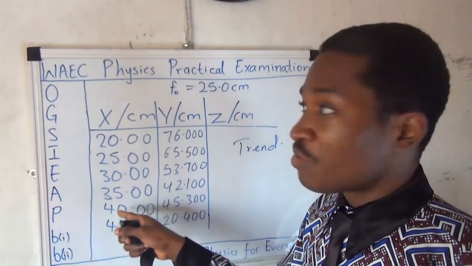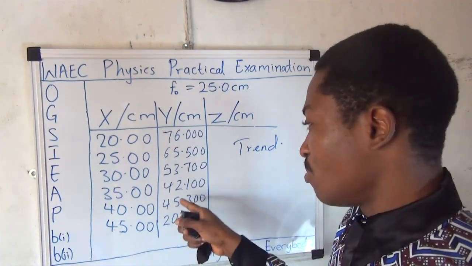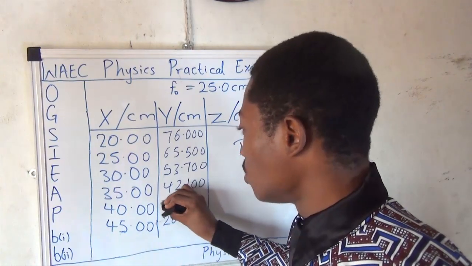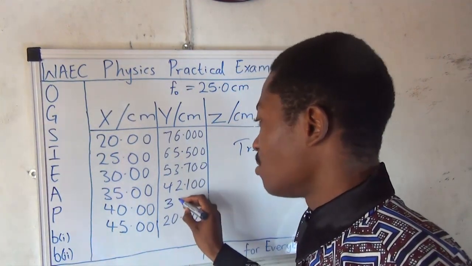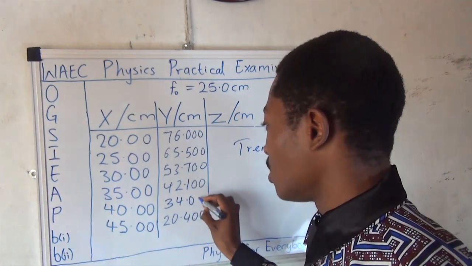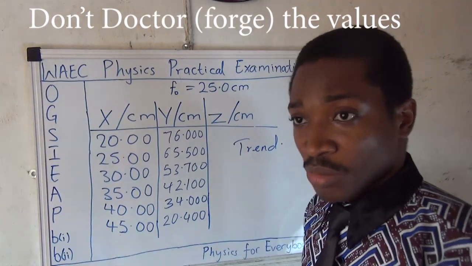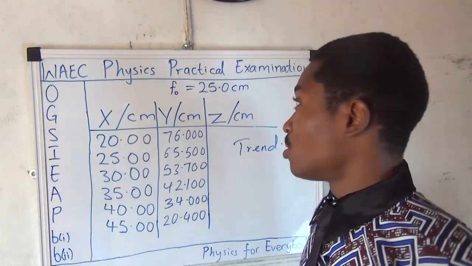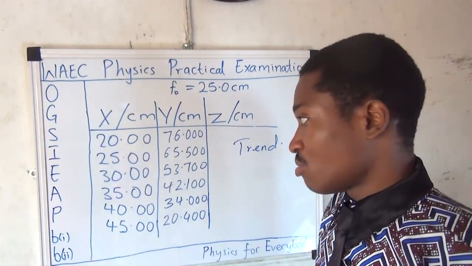Take your measurement of x equals 40 centimeters and repeat measuring the corresponding value of y. You will realize that you won't get this high value. You get something around 30 something. Whatever value you get, you write it down. Don't doctor your value. Make sure you perform the practical and ensure you are very fast, because the time given to you might not be enough if you are not very fast with it.